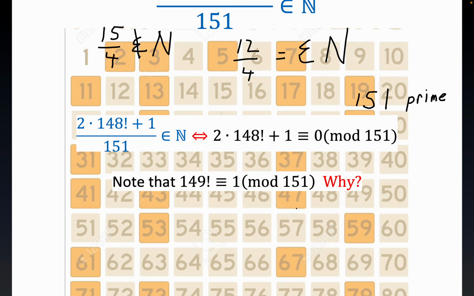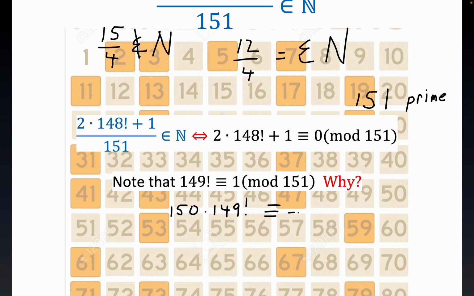Now we're going to try to do this step by step. This 151 prime in this statement should remind you very much of Wilson's theorem. Now notice that if we rewrite this as, why is this true? That's what we want to talk about. Notice that 150 times 149 factorial is just Wilson's theorem disguised a little bit, is congruent to -1.